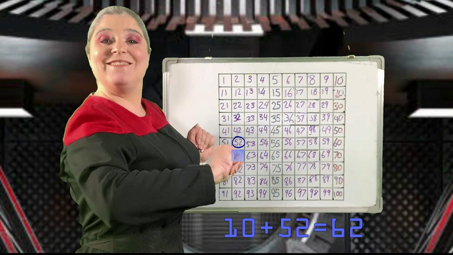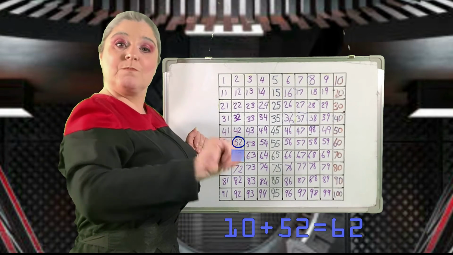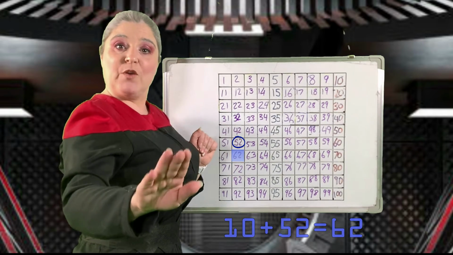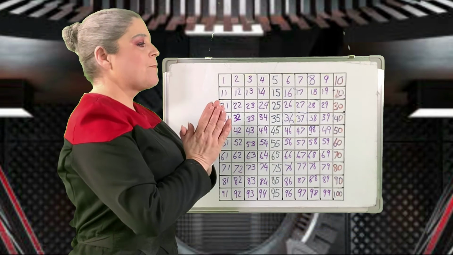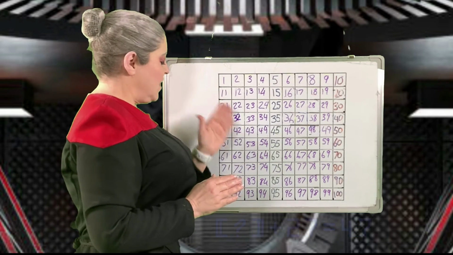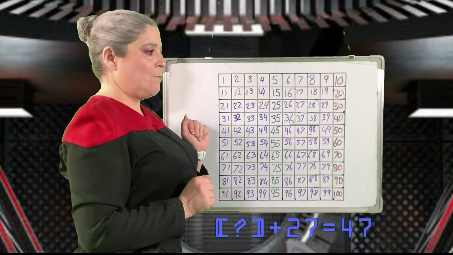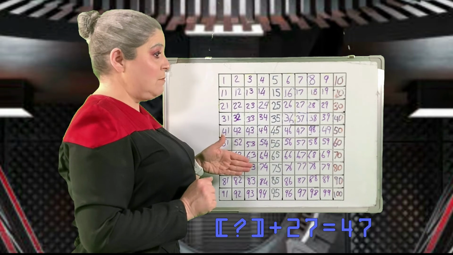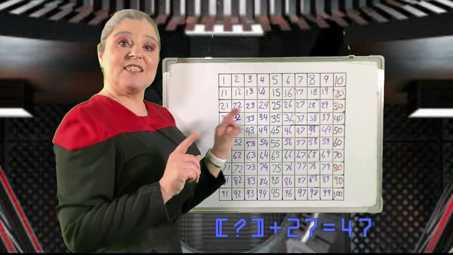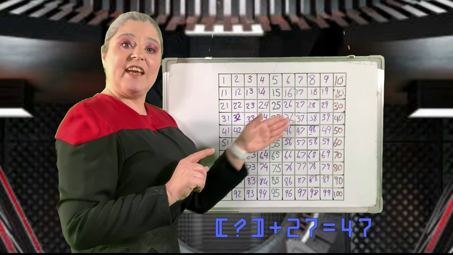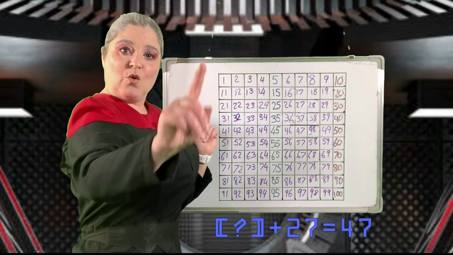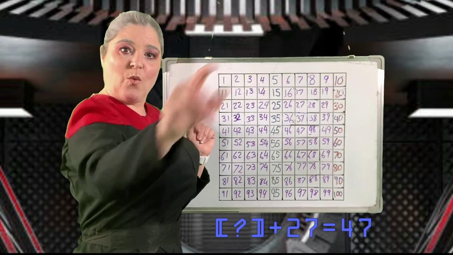Did you get that one? Some of you did, some of you didn't. That's all right. Try this sum. Something plus 27 is 47. Write it on your whiteboard.